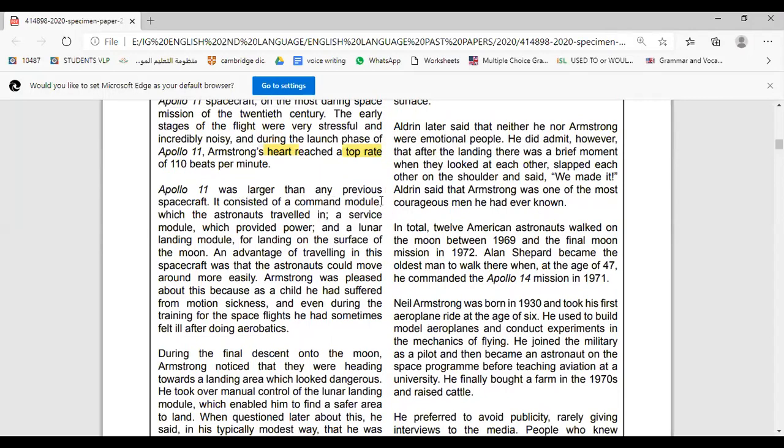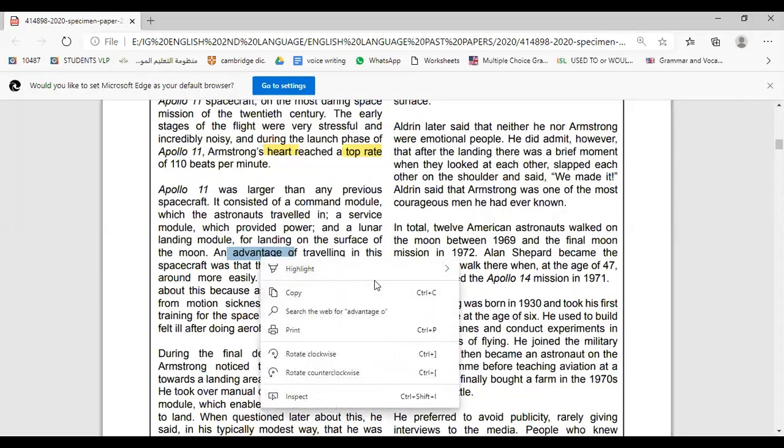Apollo 2nd was larger than any previous spacecraft. It consisted of a command module which the astronauts traveled in, a service module which provided power. Anything about benefits? Maybe this one provided power, but there is something bigger. And a lunar landing module for landing on the surface of the moon. An advantage, I think you all know that advantage is a benefit. So here I need to slow down and read the text more carefully. Here I must underline or highlight it.